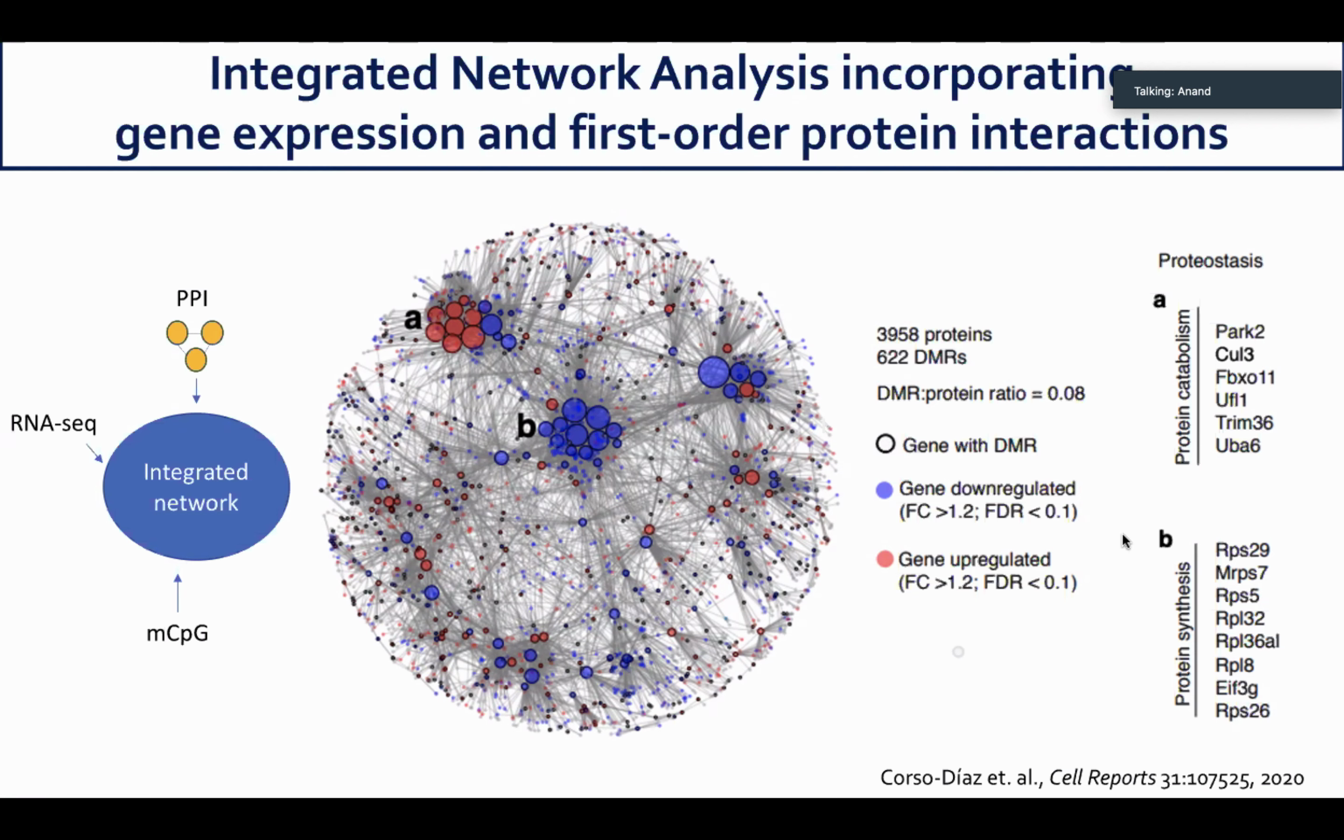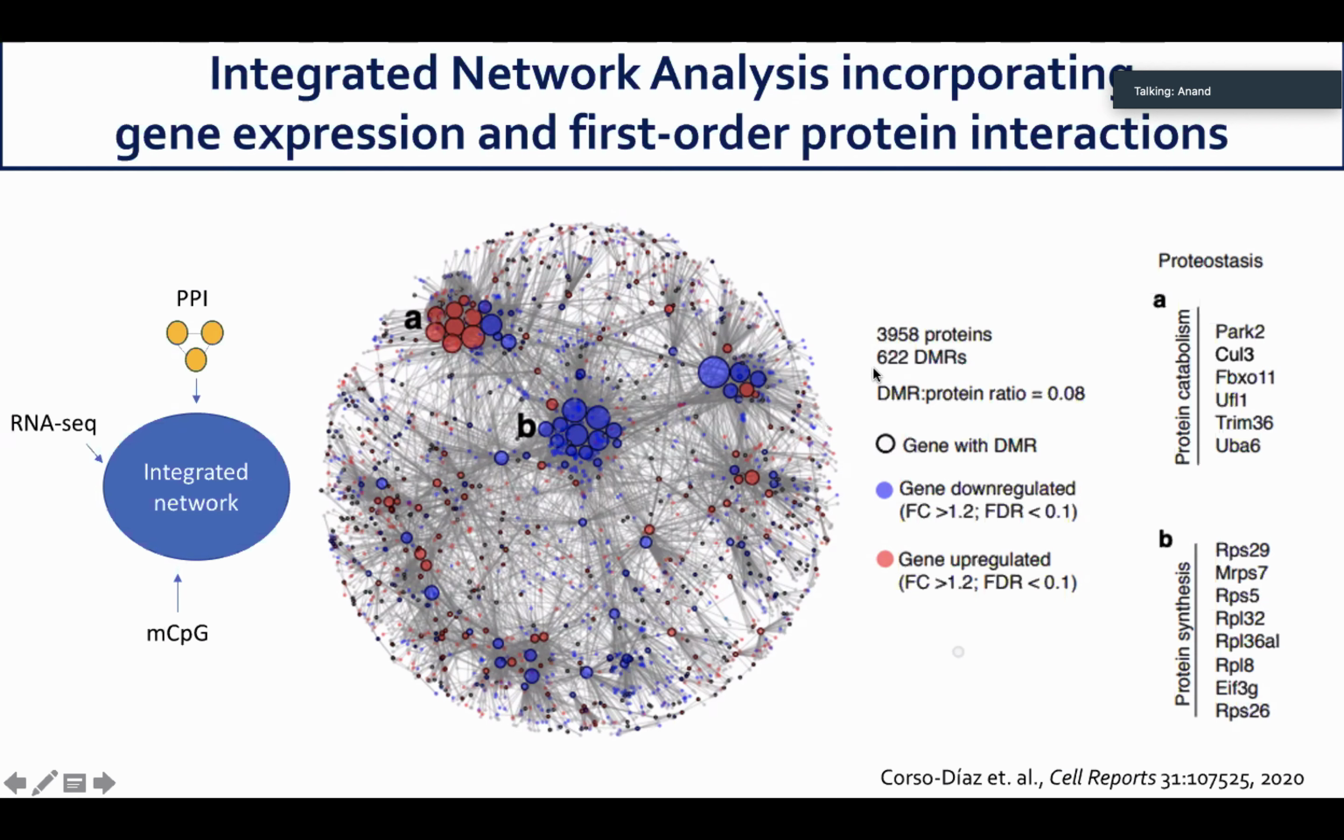But this integrated network, what it did was it took all DMRs, and it also looked at RNA-seq data. So it looked at methylation data and RNA-seq data, but also it could have converted those genes to proteins and built the protein interaction networks, which are directly correlated. First order protein interaction. We did not want to go to second order or third order, just first order protein interaction.